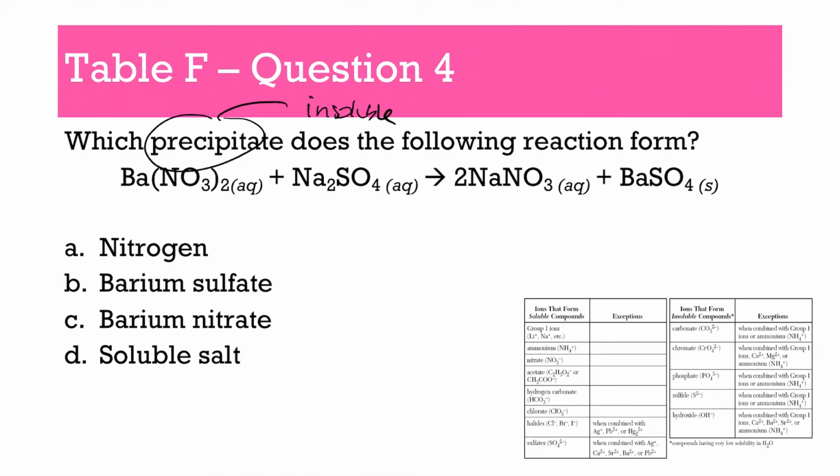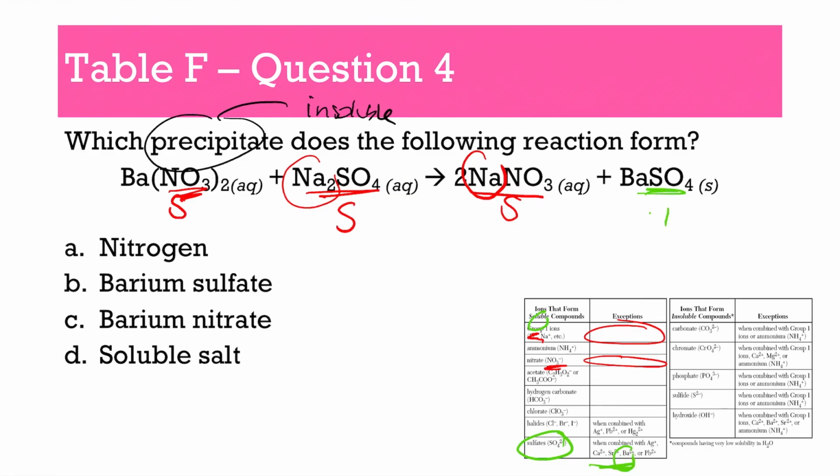That might help us. And so, anything with NO3 is soluble. So that can't make a precipitate. Anything with Na, no exceptions, that is soluble. Again, this one, anything with Na, no exceptions, is soluble. But then you have BaSO4. SO4 is soluble, but with the exception of Ba, this makes that insoluble.